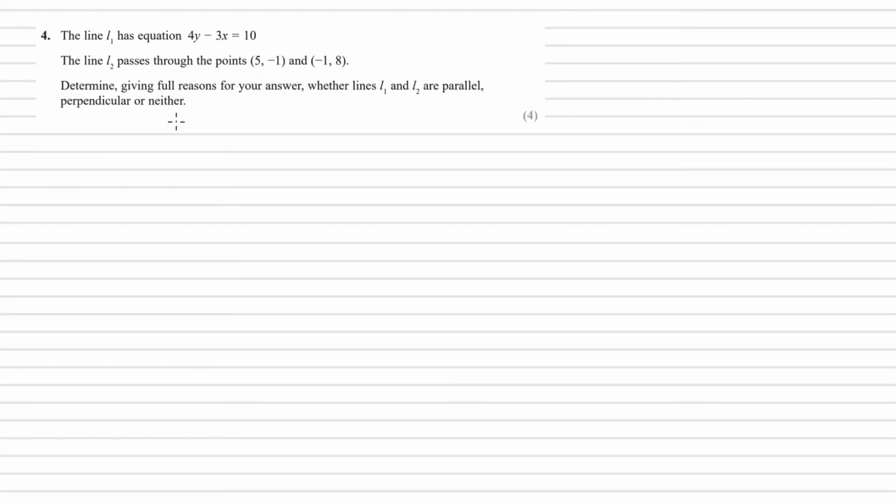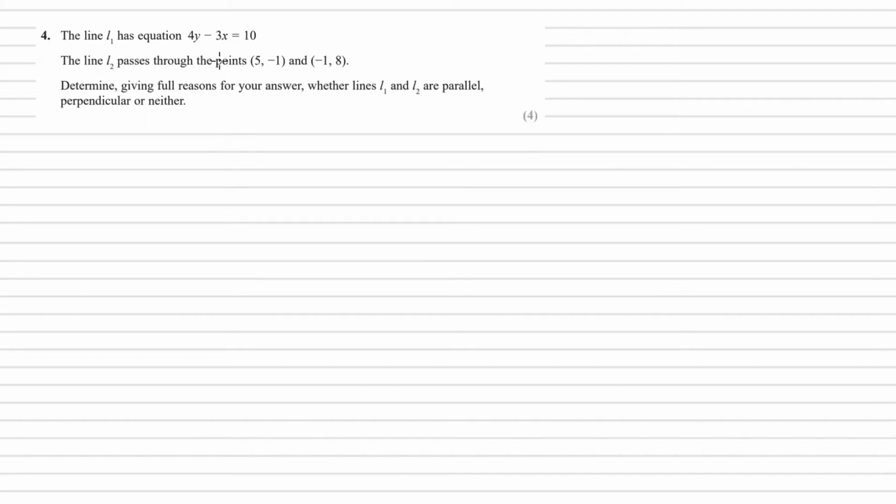Okay, so I'm just going to give you a brief outline of what I'm going to do. In order to compare both lines to see if they're parallel or perpendicular or neither, I need to find the gradients of both lines. Then I can compare the gradients. If the gradients are the same, we know they're parallel. If the gradients are the negative reciprocal of one another, they're perpendicular. And if they're neither, they're neither.